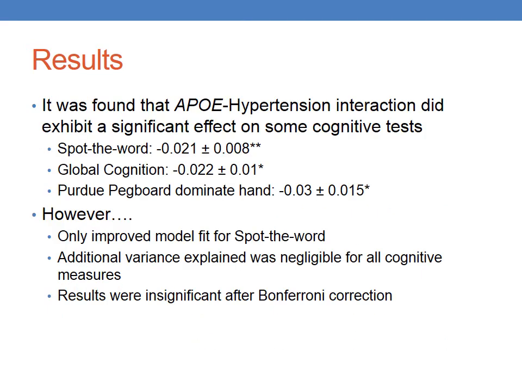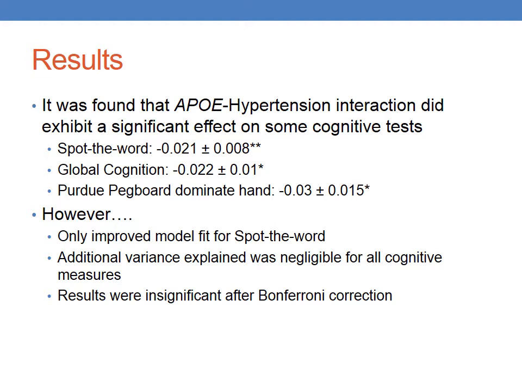When we looked at the other neurocognitive tests, we saw a similar pattern in the results. The only cognitive tests that had a significant effect for the interaction term were spot the word, global cognition, which I just showed you, and Purdue Pegboard dominant hand. However, when we looked at the model fit, only spot the word had an improvement. But when we looked at the additional variance explained by adding the interaction terms, it was negligible for all the cognitive measures. And furthermore, the results were insignificant after correcting for multiple testing using Bonferroni correction. And this was the same for the mean arterial pressure models as well.